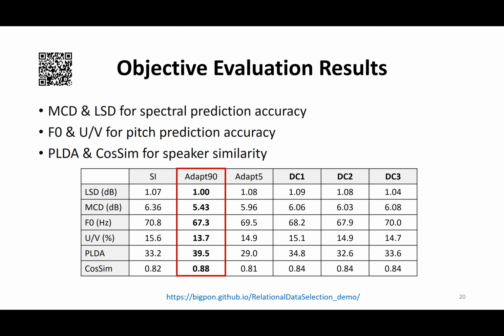The upper bound adaptive 90 achieved the best performance in all metrics, which shows the effectiveness of speaker adaptation when the adaptation data is relatively sufficient. However, the result of the lower bound adaptive 5 shows that the insufficient adaptation data causes significant degradation in all metrics. Compared to the baseline SI and the lower bound adaptive 5 systems, the proposed DC1 to DC3 systems improve the performance in most objective metrics.